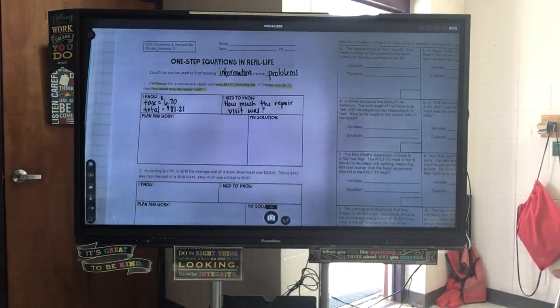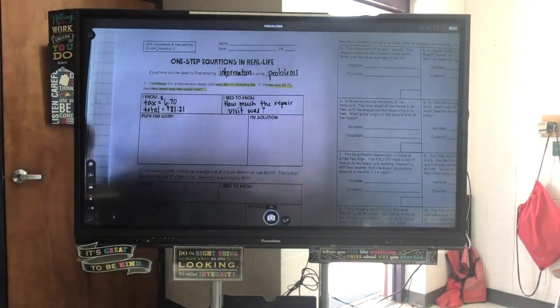So far, so good? Thumbs up when you have all of this part written down so far. Don't go ahead, just once we're done with this, give me a thumbs up. Okay, so we know that our total is $81.21. We know the tax is $6.70, right?